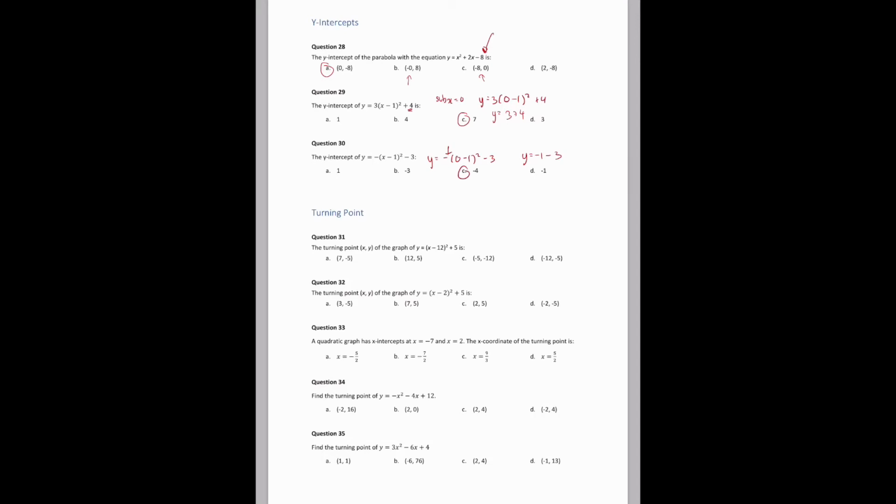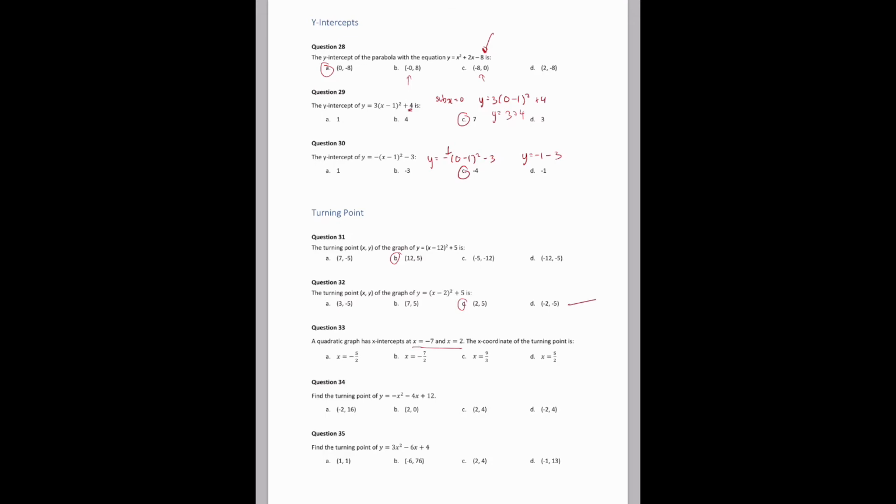The next few questions want us to interpret what the turning point is, or to actually solve for our turning point. Question 31 wants you to interpret what the turning point is based on the turning point formula. So therefore, your answer is going to be B. For question 32, the answer is going to be C. For question 33, it wants you to identify the x-coordinate of the turning point, and the information it tells us is the two x-intercepts, okay?